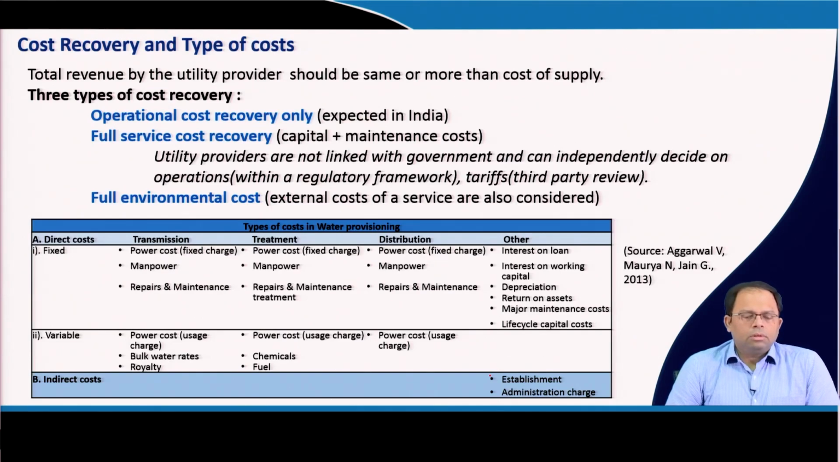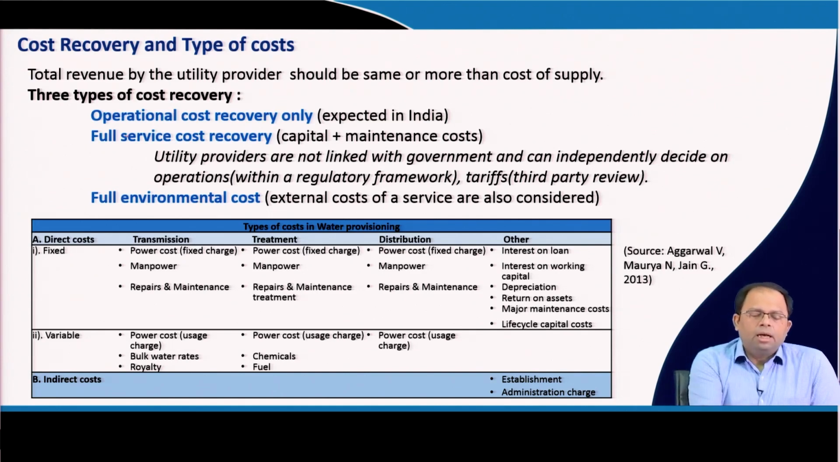So now that we have talked about different types of costs, like we were saying that 50 to 60% of the total cost is because of power, but there are other costs as well. The total revenue of the utility provider should be the same or more than the cost of supply. But in India, what we see is there are three types of cost recovery models.